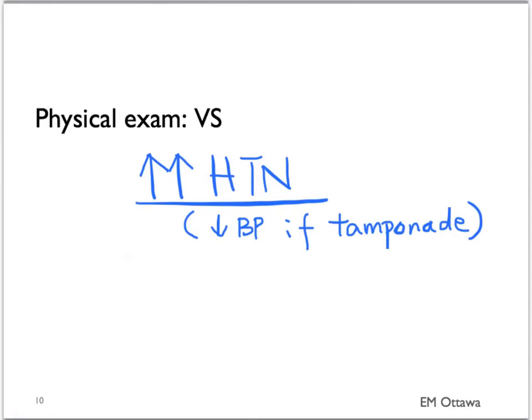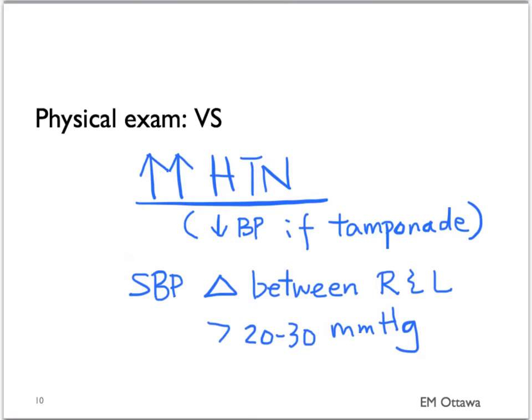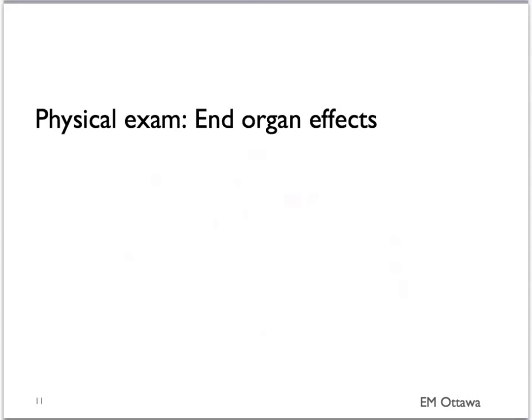Depending on where the flap is, there might be a difference between the patient's right arm and left arm blood pressure. It would usually be more than 20 to 30 millimeters mercury between the left and the right arm. Let's look at end organ effects. Based on what we discussed earlier, what do you think should be the physical signs of patients with aortic dissection?